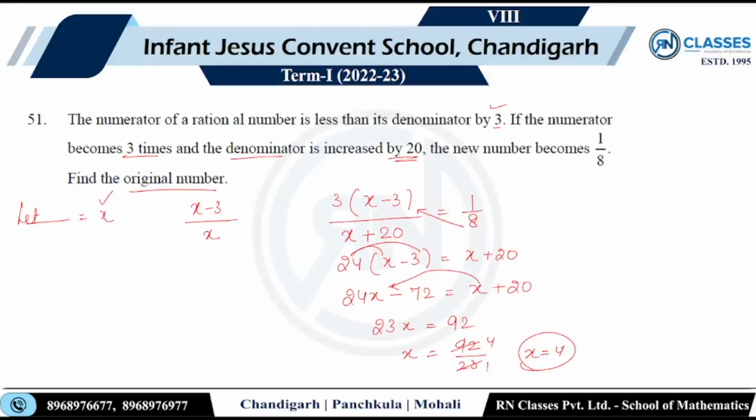4. Now the fraction would be 4 minus 3 over 4. So 4 minus 3 is 1, and x is 4. This would be 1 by 4. That is the answer. Right?